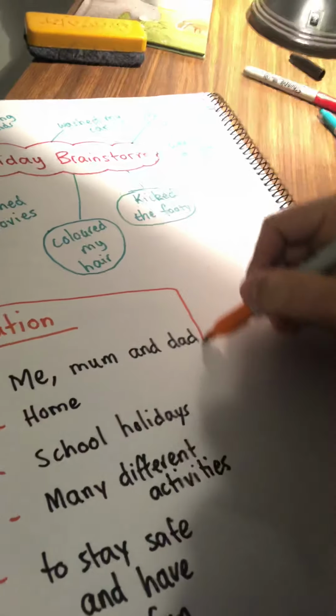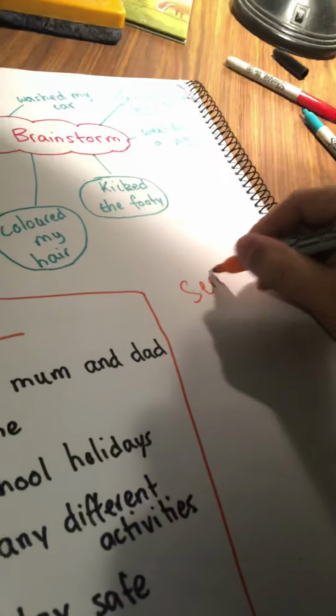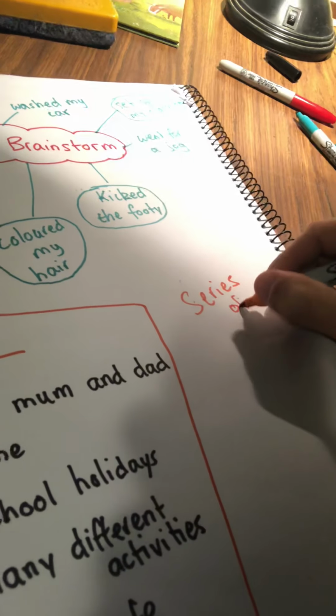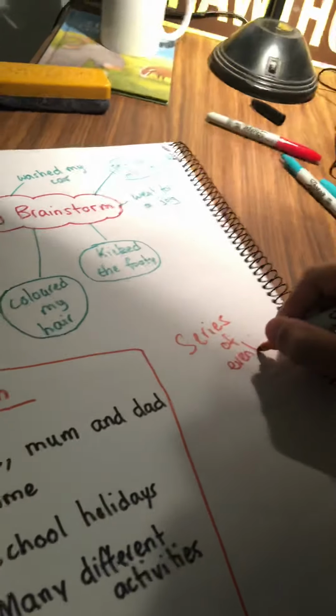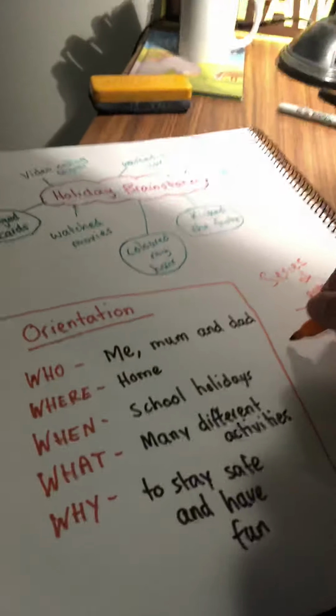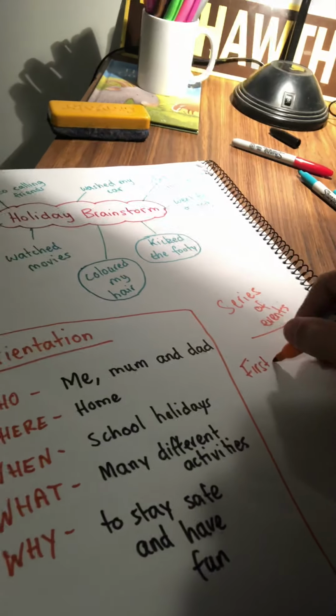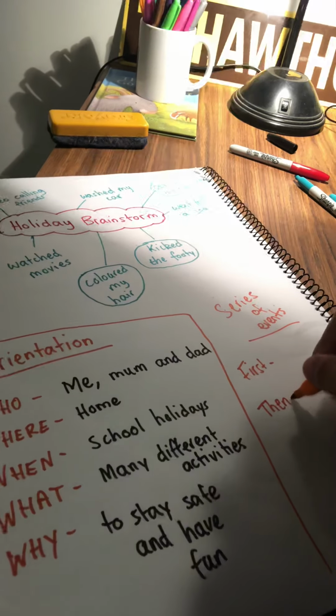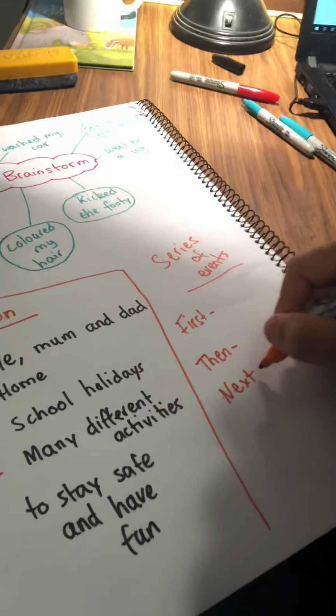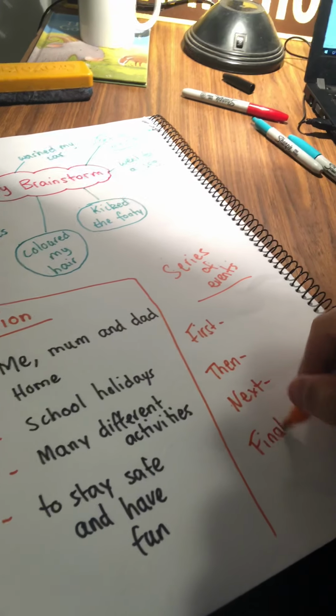Okay, now I'm going to do my series of events, which can go down here. So I'm just going to section this off and do plenty of planning, just so that way tomorrow I'm ready to write my recount. Because remember how much our plans help us. If we can plan from the beginning, whichever writing piece that we do, it makes our writing so much easier. Series of events. Well, a series of events need to have first, then, next, and finally.